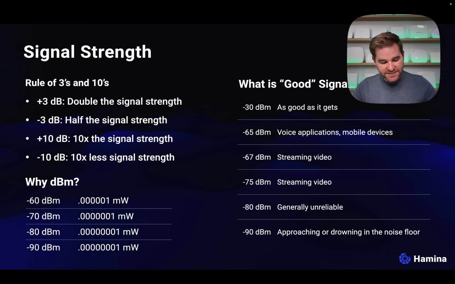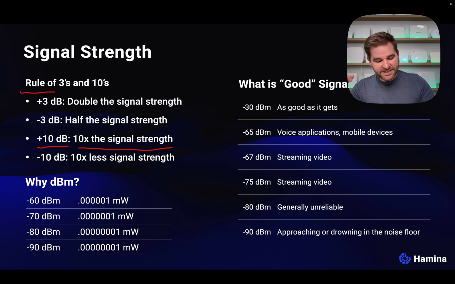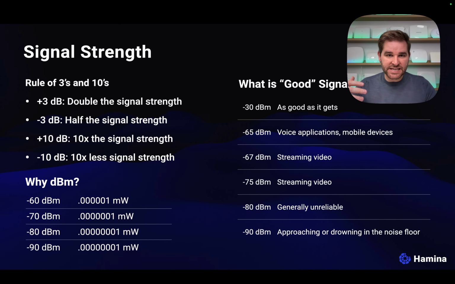And then there's the rule of tens. If we go up 10 dB, that means that we have 10 times the signal strength. And at the same time, if we go down 10 dB, that means that we have 10x less signal strength. So the rule of threes and tens isn't exact, but it's a really nice way to visualize or more quickly understand how much the signal strength is changing.